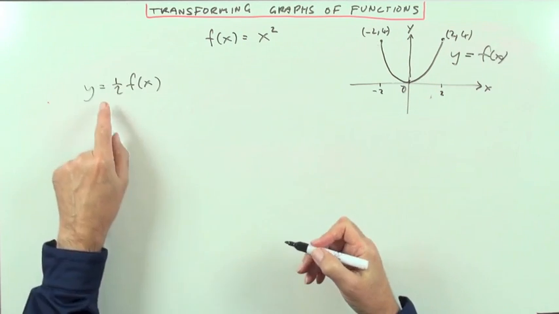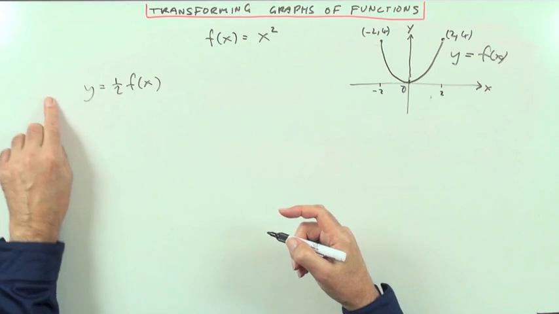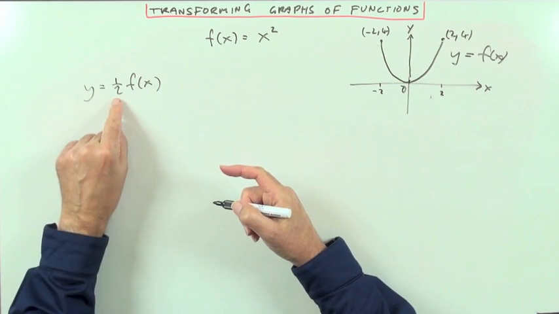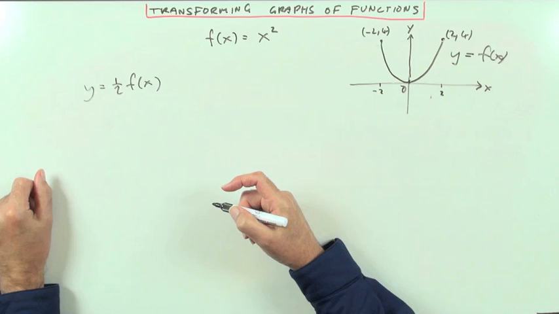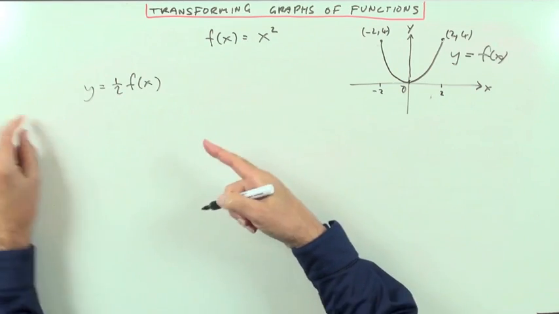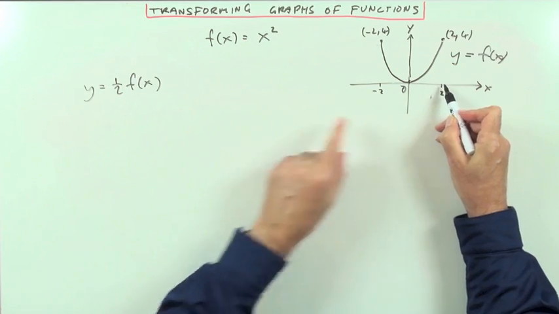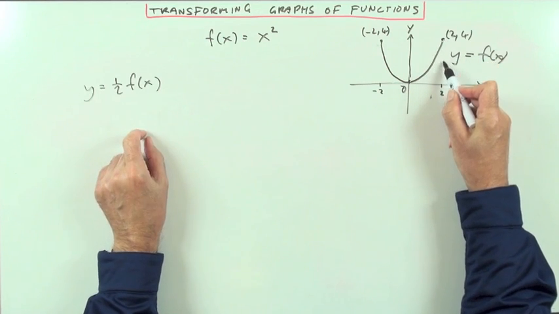Now, y equals a half f of x will mean you've got half the answer at the original position. So all that's going to happen is, at 2, instead of having 4, the answer will just be 2.